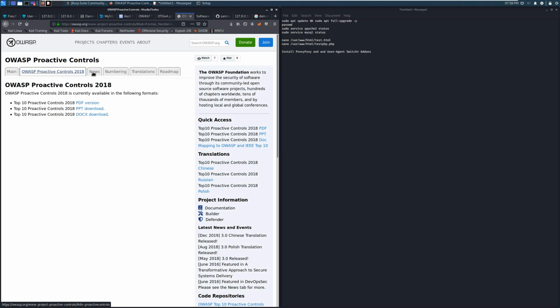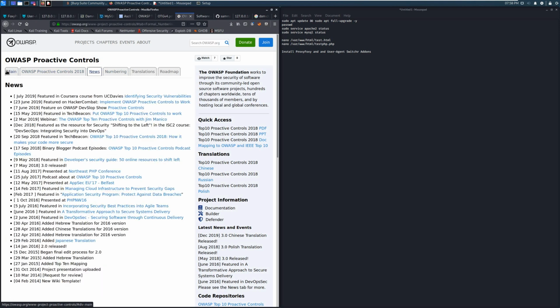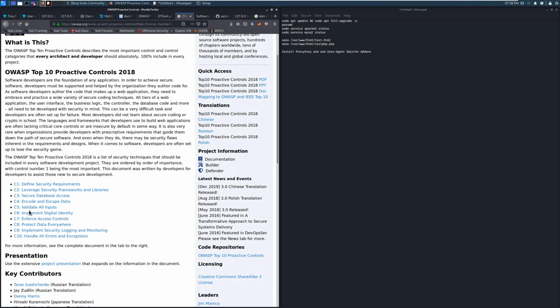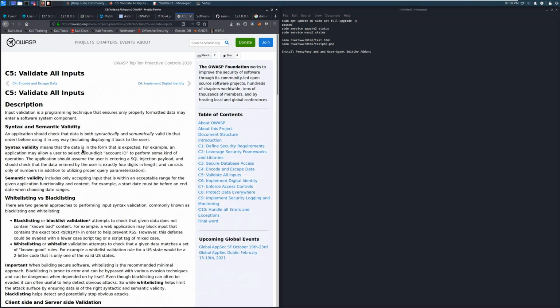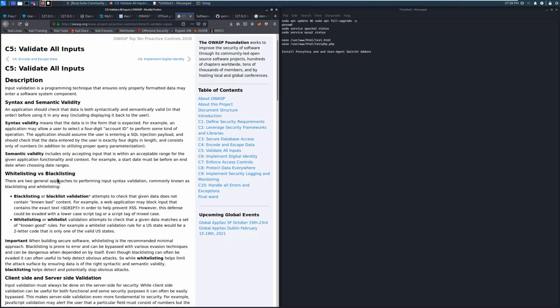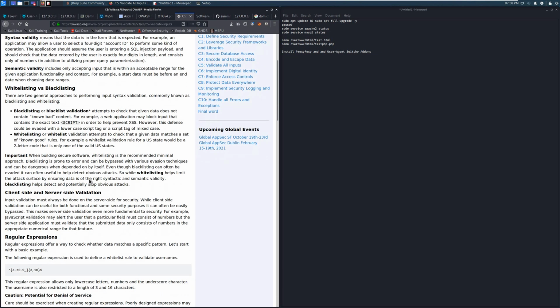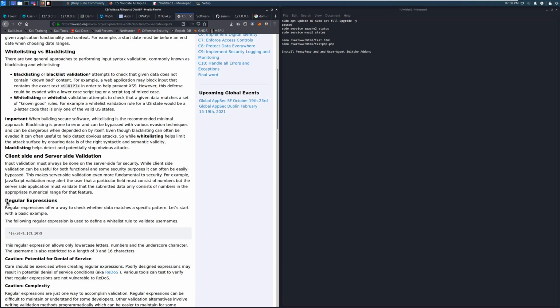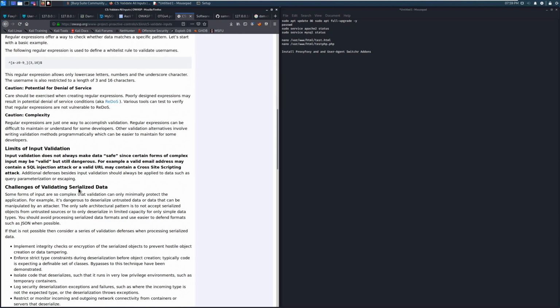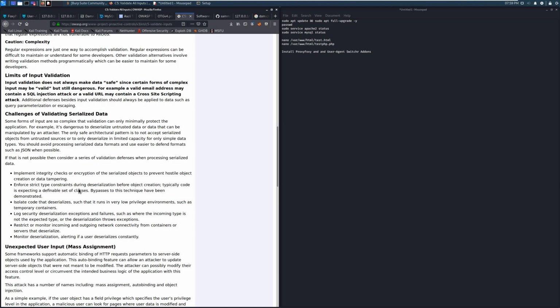OWASP Proactive Controls. Okay. Yeah, sorry, it is in mine, and it was the C5 category. You can click on it. And here you have the description. Input validation is a programming technique that ensures only properly formatted data may enter a software system component. And here you have some description of the difference between whitelisting versus blacklisting, which one is better, which one you should use, some explanation of what regular expressions are, and of course the description of how the input validation should look like.